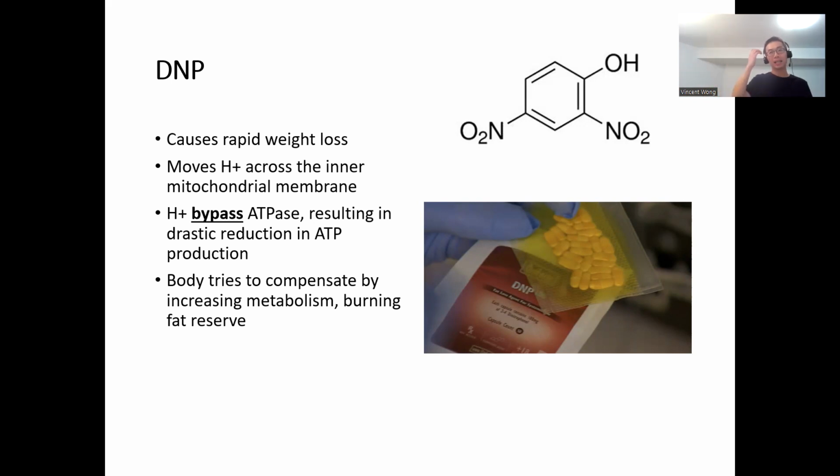So they didn't really fully understand how it worked, and it turns out what DNP does is it will basically move the H plus across the inner mitochondrial membrane. That's the equivalent of creating holes in the inner membrane. So all these H plus are going back into the matrix without passing through the ATPase. And if they don't pass through the ATPase, then we're not producing ATP. So your body thinks that your metabolism is way down because you're not making all this ATP, so your body thinks you are starving.